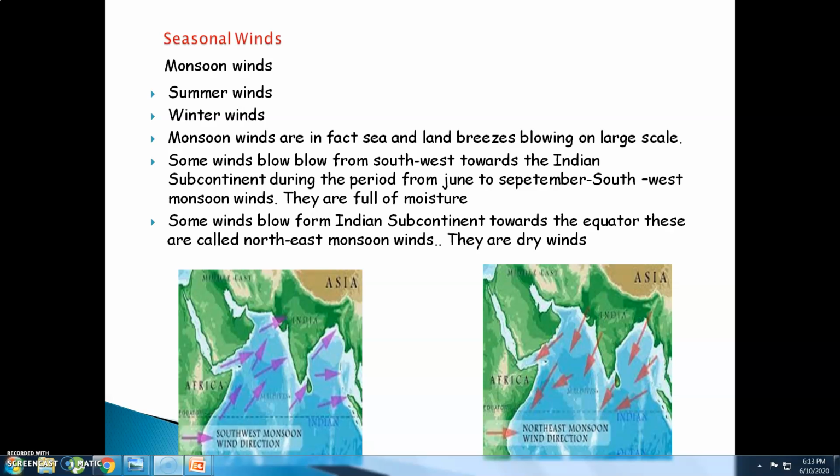Whereas winds that blow from the Indian subcontinent towards the equator are called northeast monsoon winds. They are dry winds. You can see in both the pictures, the arrow going towards India, and in the next picture, the arrow coming out of India. These are called monsoon winds and also called seasonal winds.